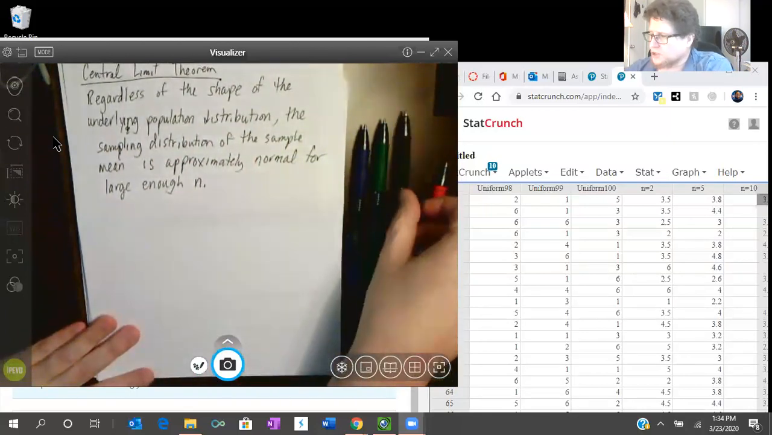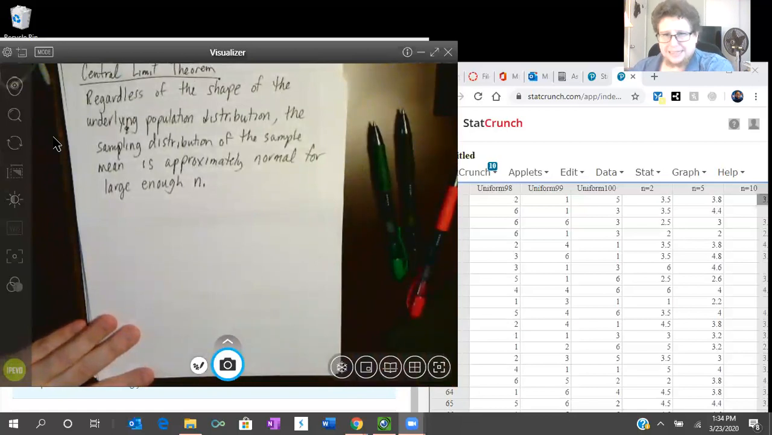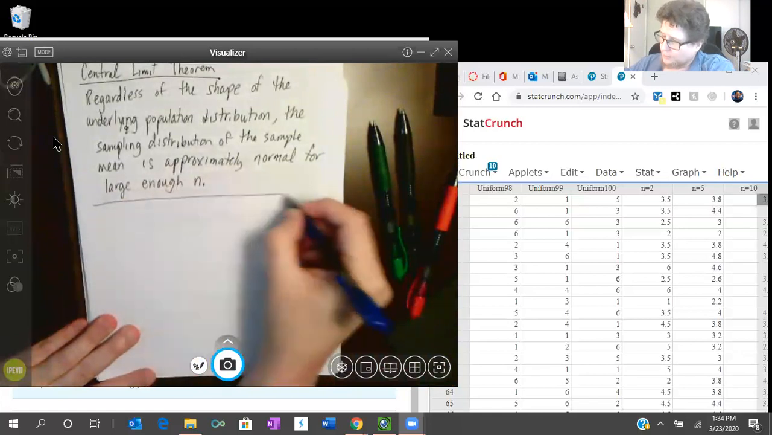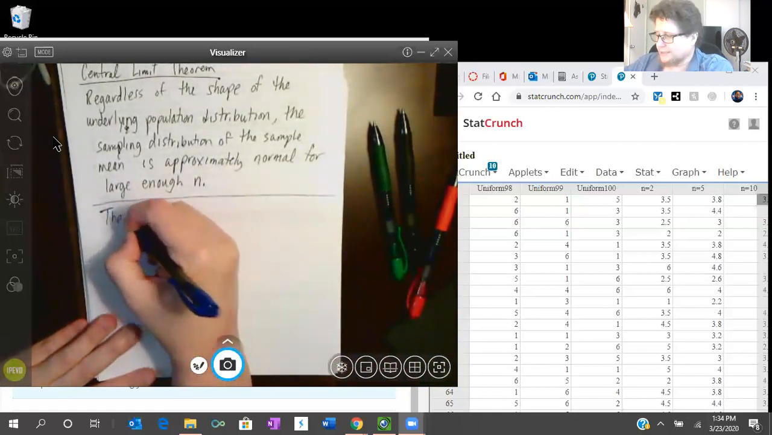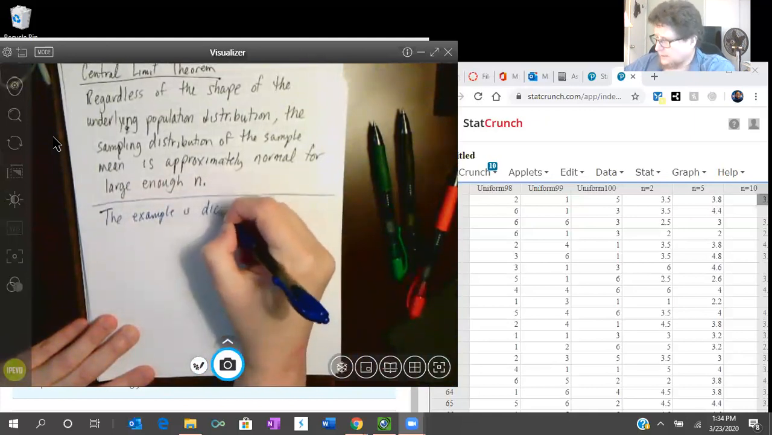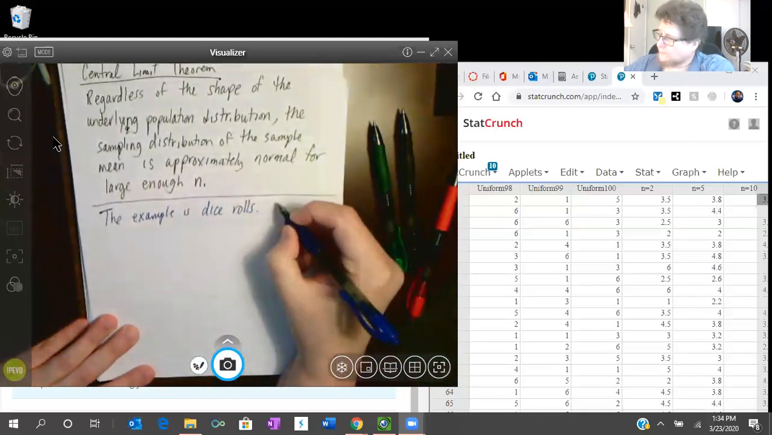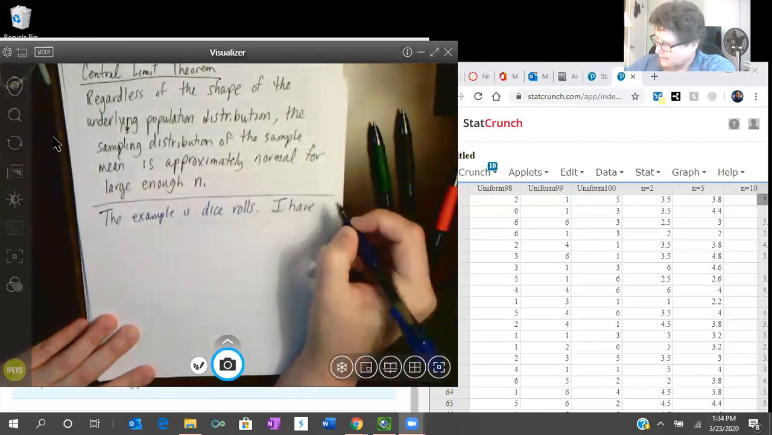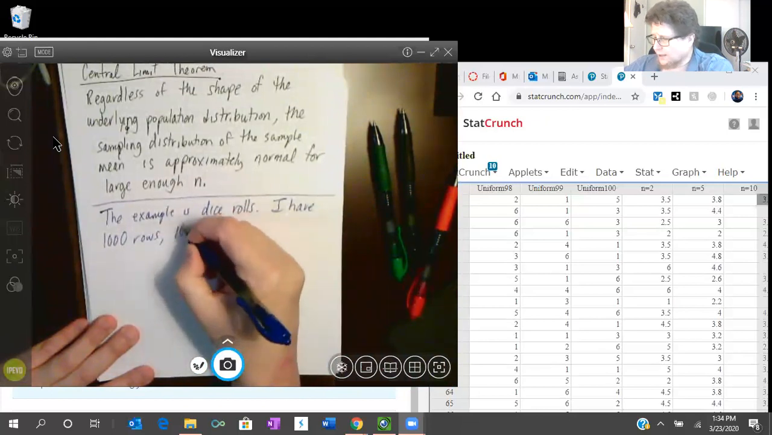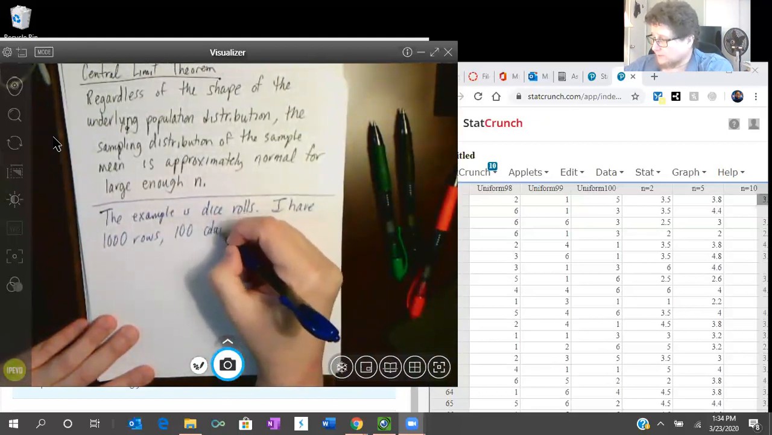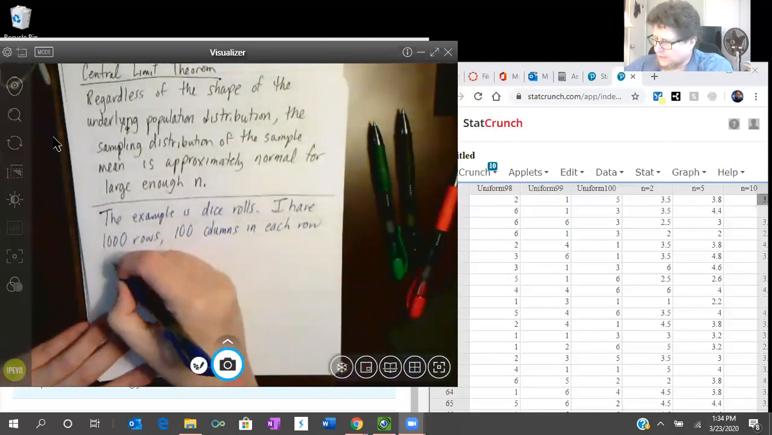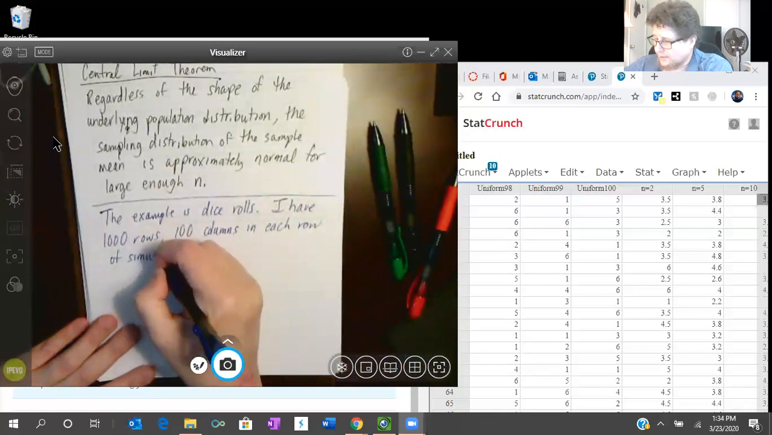The example I'm going to show you right now, you can see I have in StatCrunch a bunch of columns of data. The example I'm going to work with right now is dice rolls. I have 1,000 rows, 100 columns in each row, of simulated dice rolls.